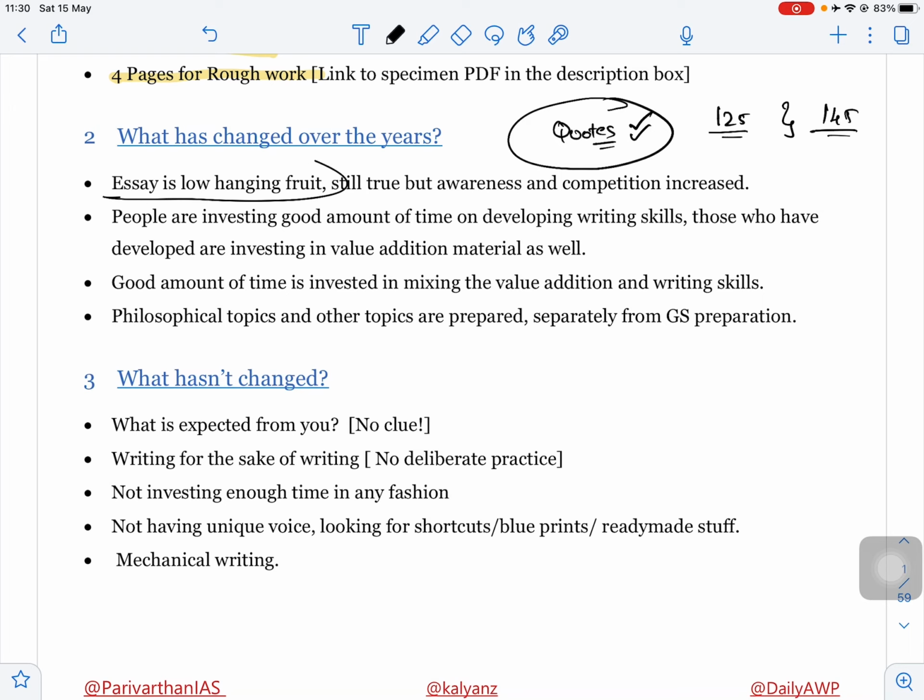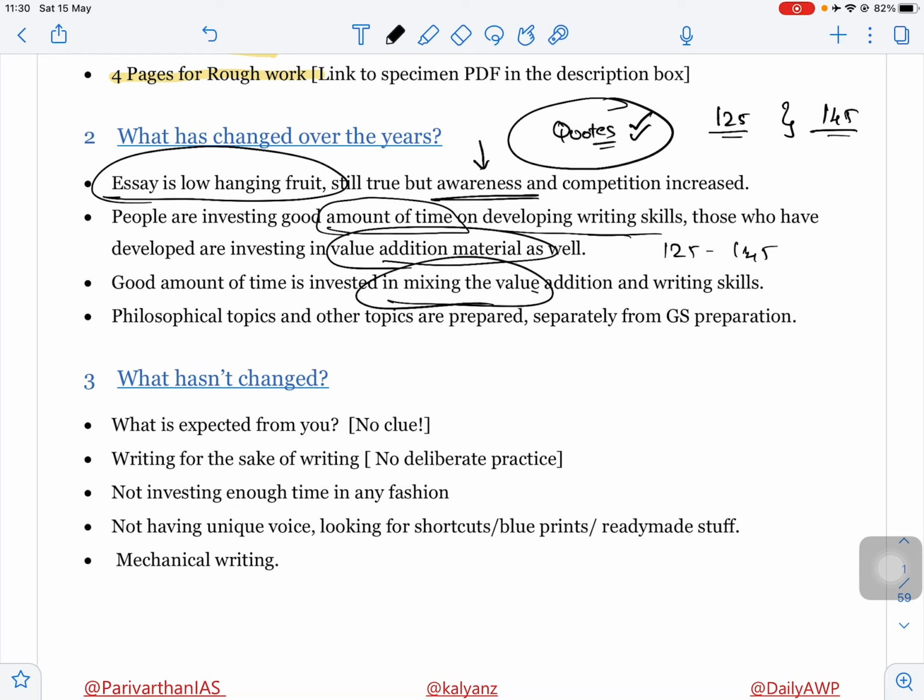So even though it is still low hanging fruit, awareness has increased, more test series are available, more topper copies are available, and people are spending time analyzing the topper copies and collecting data. People are investing a good amount of time in writing skills and also in value addition material. Earlier the theme was, I will read GS paper 1, 2, 3, 4 and just bring the same content and use it here, but now people are specifically collecting content only for the sake of essay, making notes for essays. So all those things are making the difference between 125 and 145.